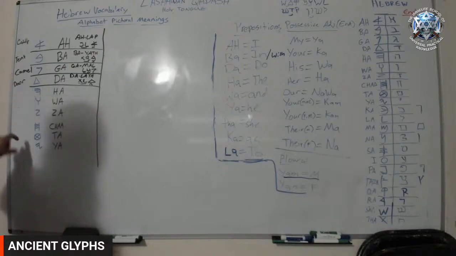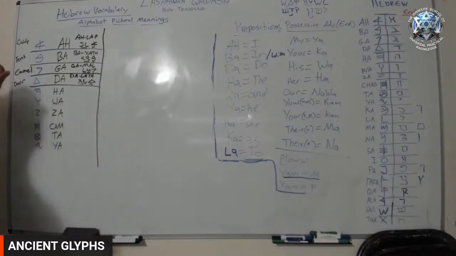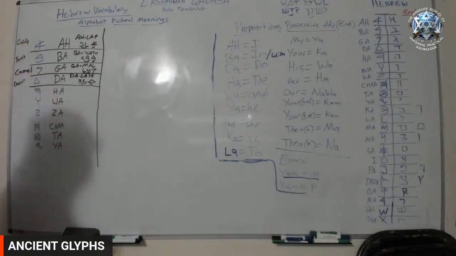You're not going to see a lot of curves in Hebrew. Here's a curve right here. We're not going to see a lot of curves in the ancient Hebrew. Most of it's going to be simplistic lines. So camel, gamal, is the third letter of the ancient Hebrew alphabet.